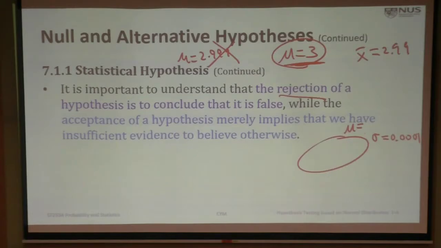Now I take a sample, let's say a sample of 100, and then I calculate X bar, and the X bar turned out to be 2.99. So I asked, if mu equals 3, how likely are you to see X bar equal to 2.99? Can we answer that question? Is it likely or unlikely?